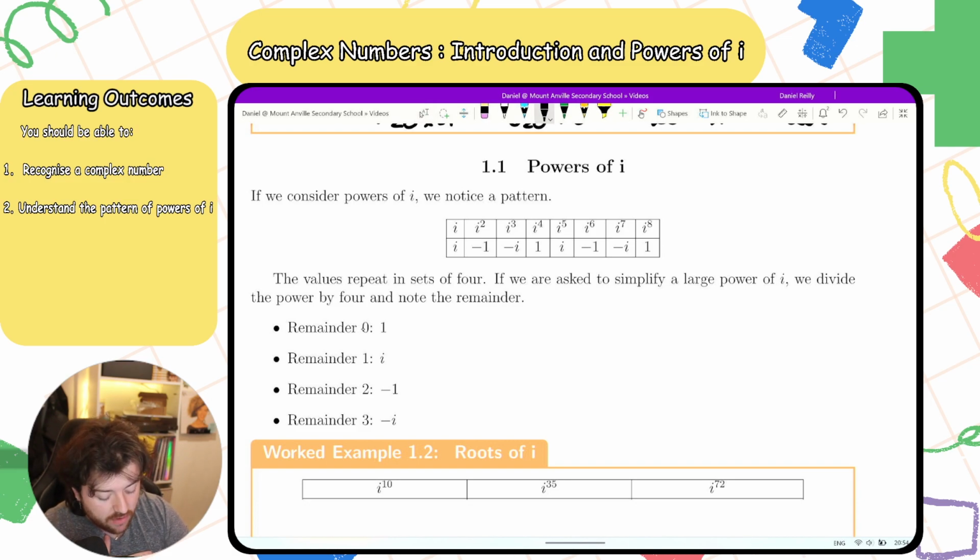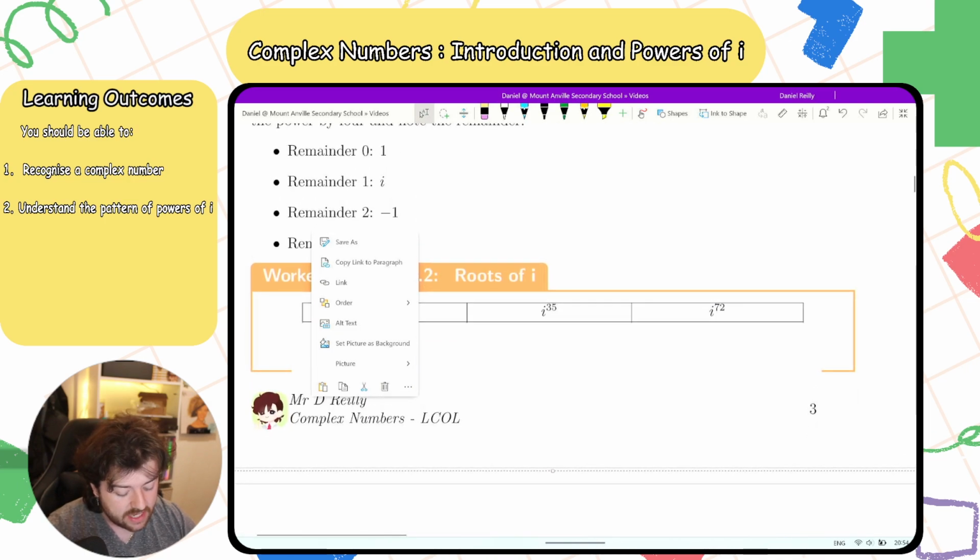So if the remainder is 0, it's going to be equal to 1. If the remainder is 1, it's equal to i. If the remainder is 2, it's equal to minus 1. And if the remainder is 3, it's equal to minus i. So that is only if we're given a power of i. So let's look at these examples here.